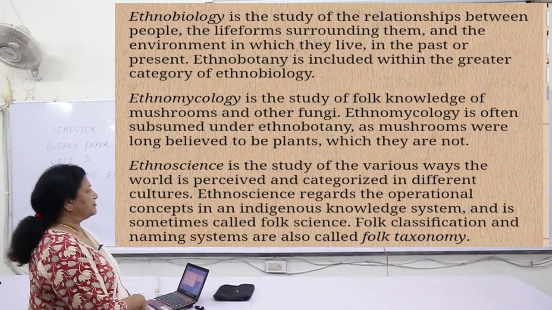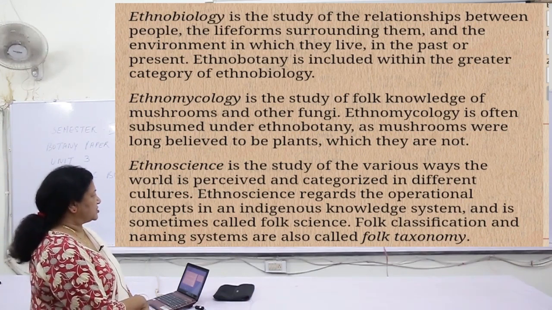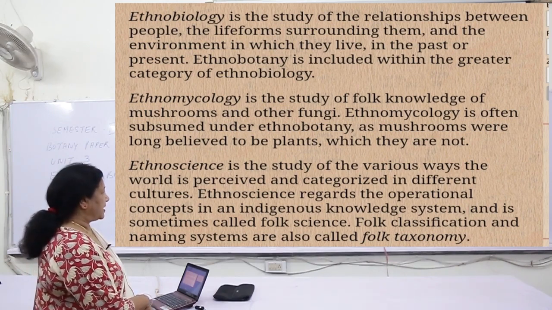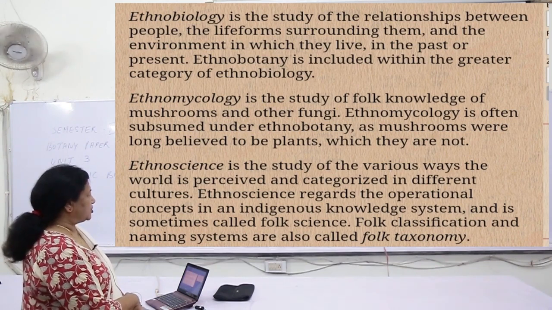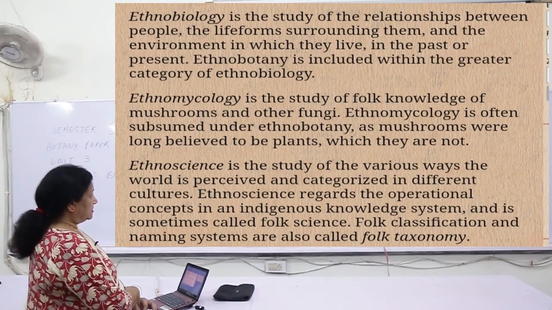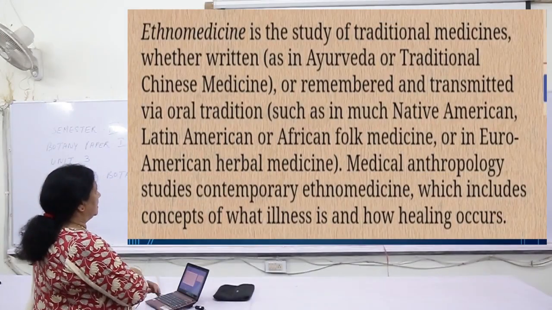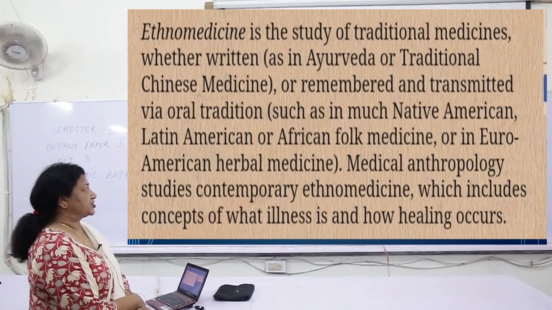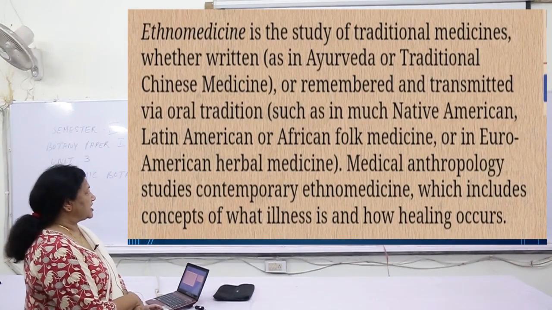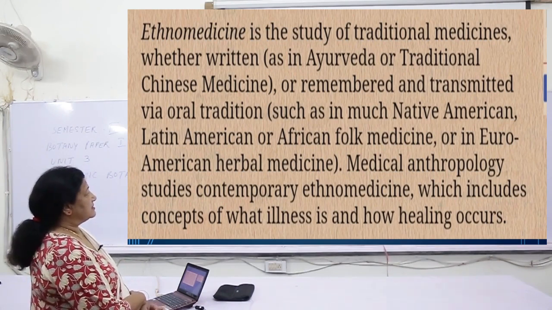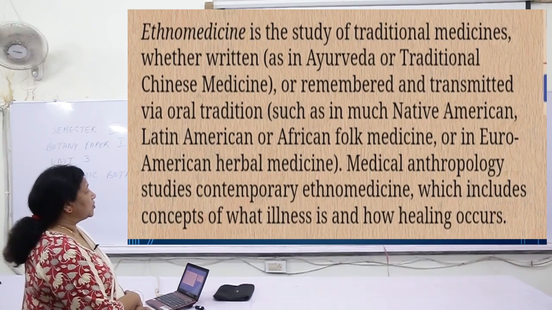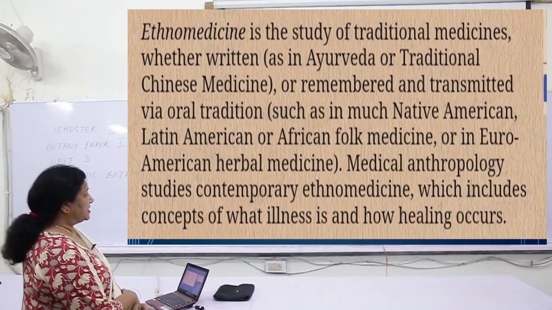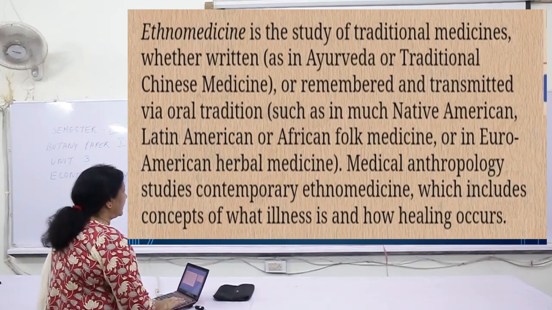Now, ethnoscience is the study of various ways the world is perceived and categorized in different cultures. Ethnoscience regards the operational concepts in an indigenous knowledge system and is sometimes called the folk science. Folk classification and naming systems are also called folk taxonomy. Ethnomedicine is the study of traditional medicines, whether written as in Ayurveda or traditional Chinese medicine, or remembered and transmitted via oral traditions such as in Native American, Latin American, or Euro-American herbal medicine. Medical anthropology studies contemporary ethnomedicine, which includes the concept of what is illness and how healing occurs.